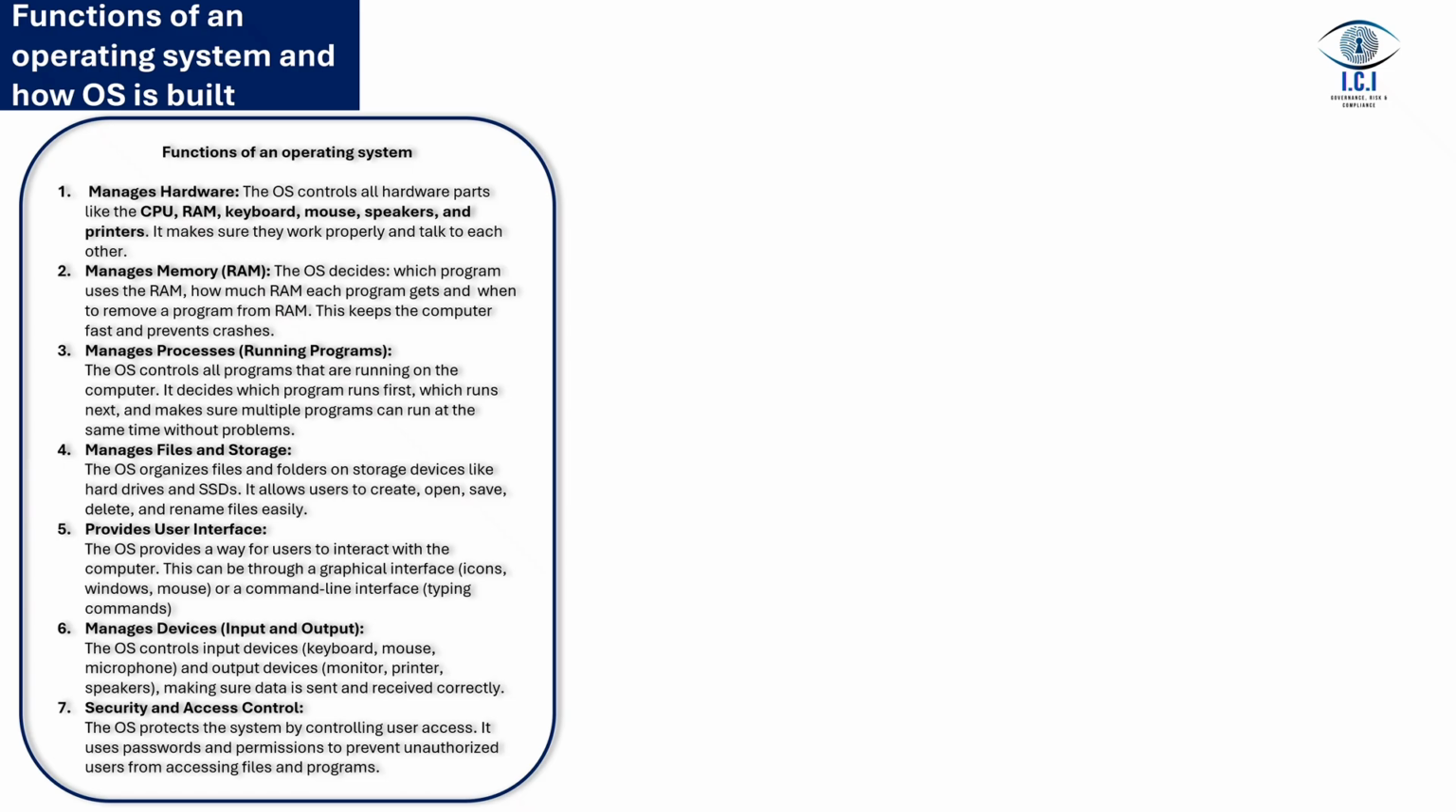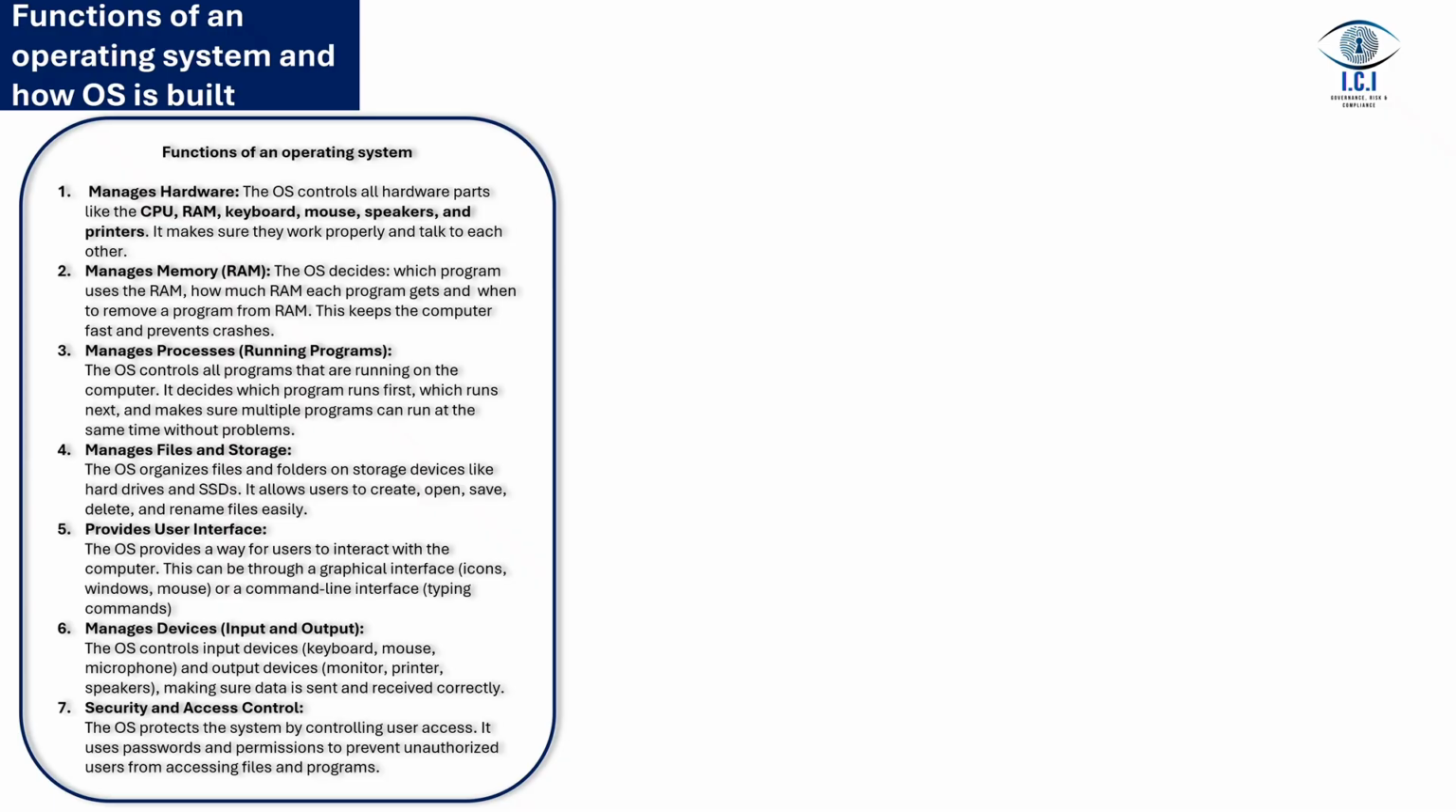So this keeps the computer fast and prevents it from crashing. So your operating system has so many important duties, including ensuring that it manages your RAM. The next thing is that it manages your processes. So your OS manages how your programs or applications run. It controls all programs that run on your system.